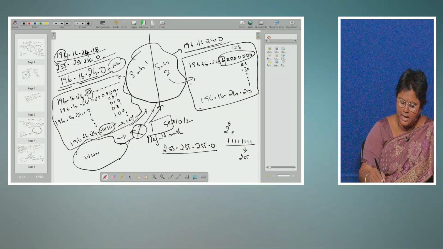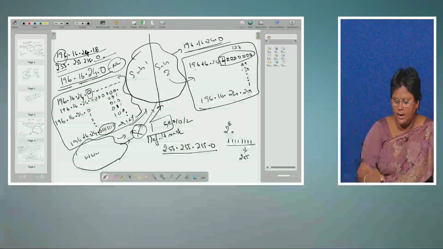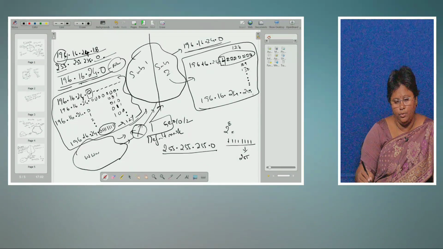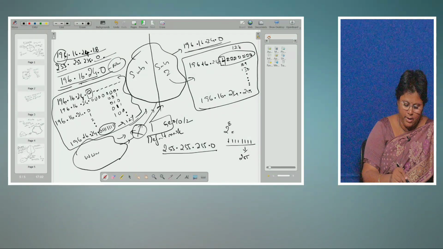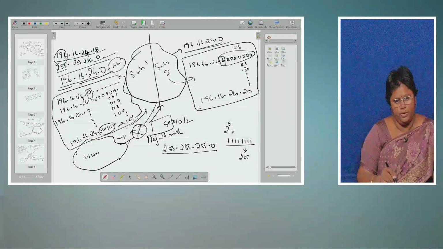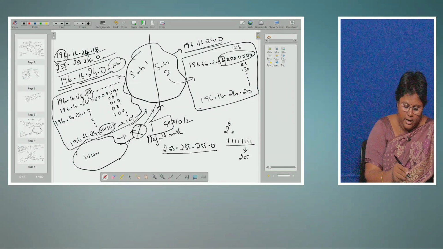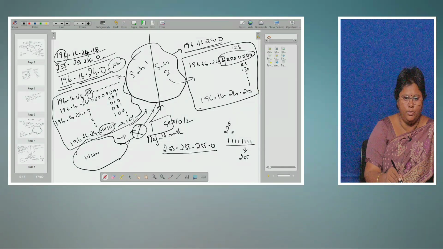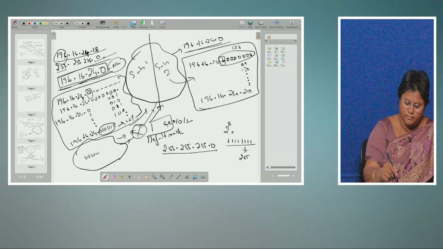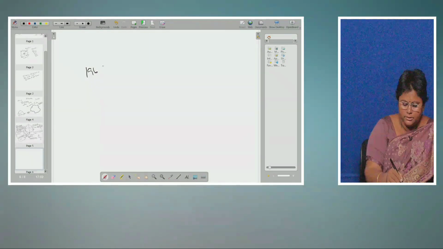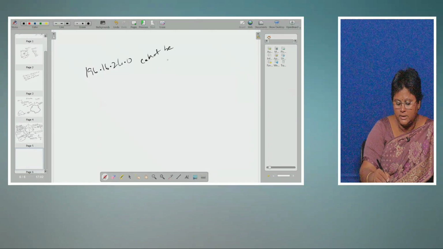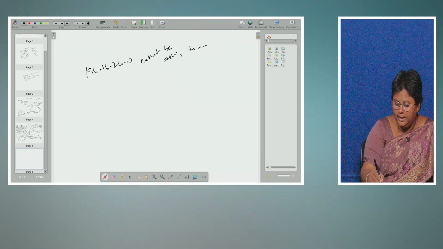Subnet 2 has IP addresses starting from 196.16.24.128 and ending at 196.16.24.255, and subnet 1 starts from 196.16.24.0 and ends at 196.16.24.127. Now look here, we have a network address 196.16.24.0. This IP address cannot be assigned to any host.